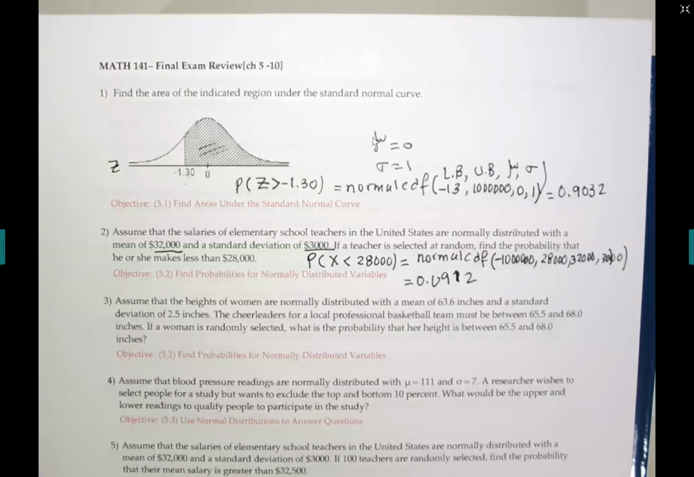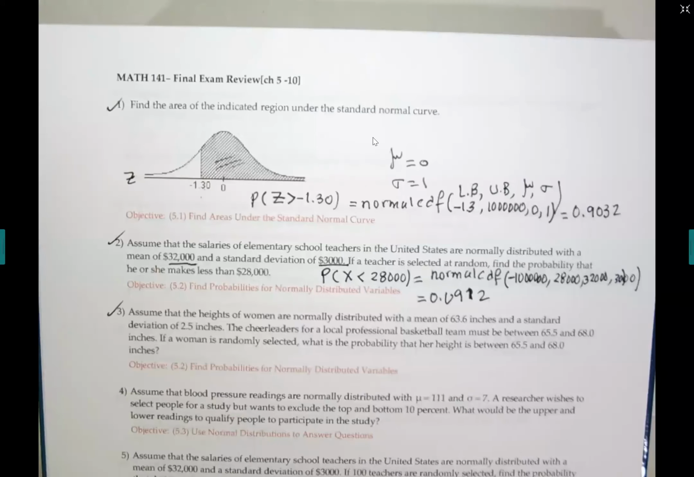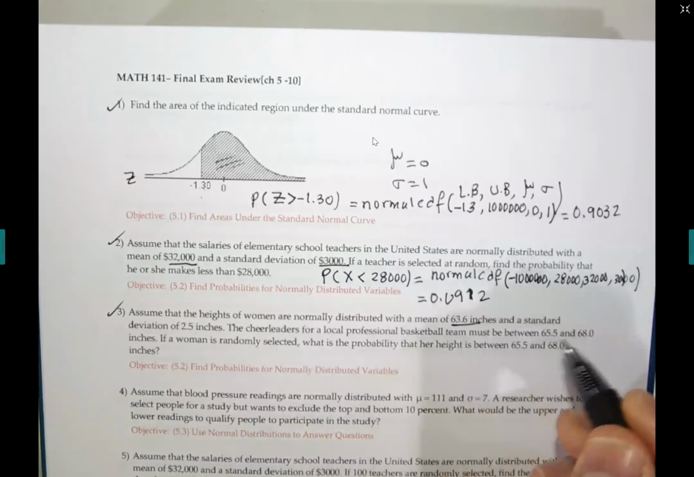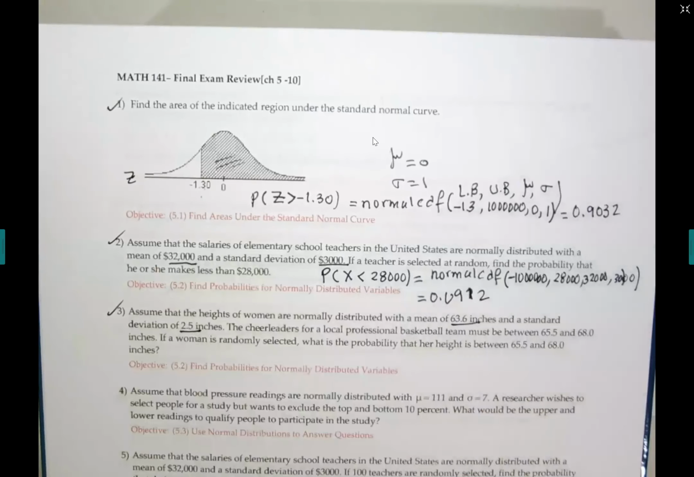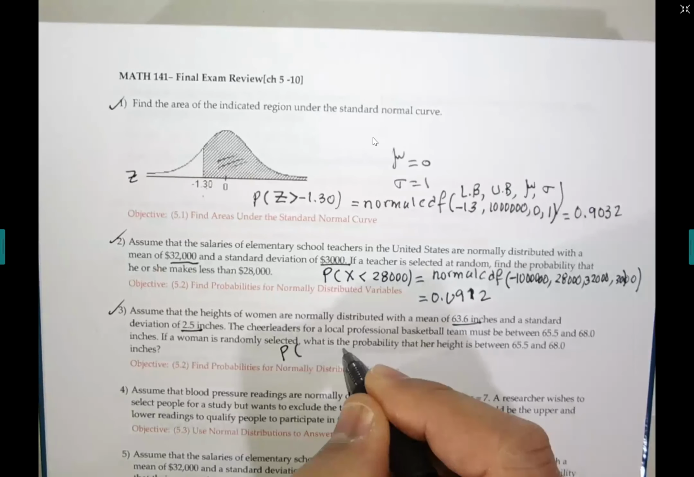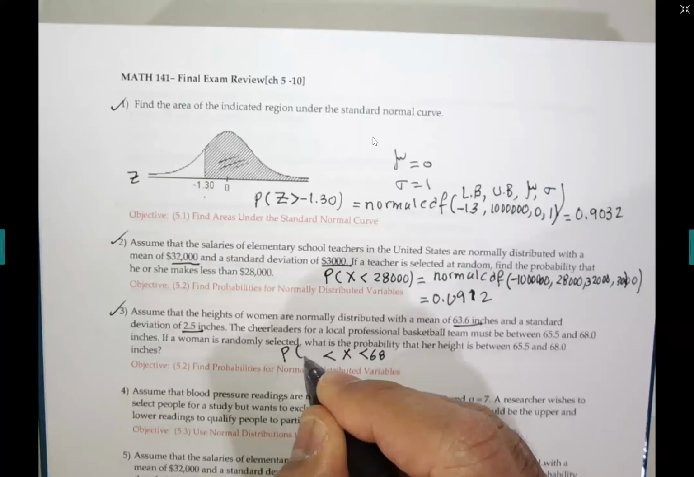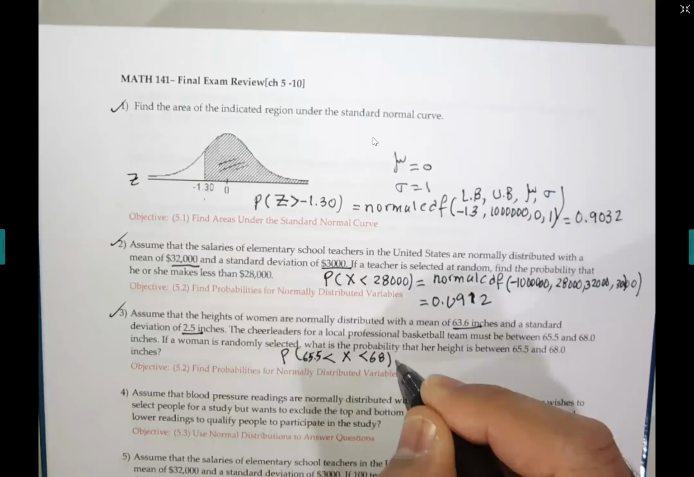Question 3. Assume that the heights of women are normally distributed with a mean of 63.6 inches and a standard deviation of 2.5 inches. The cheerleaders for a local professional basketball team must be between 65.5 and 68 inches. If a woman is randomly selected, what's the probability that her height is between 65.5 and 68? That should be an easy question, guys, because he gives you the lower bound and the upper bound. Between 65.5 and 68 equals normal CDF.